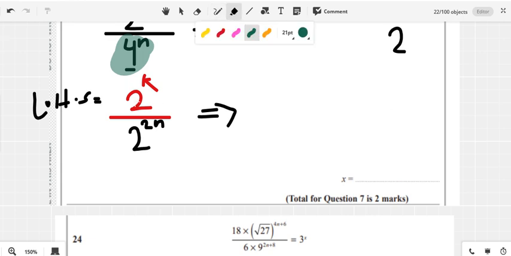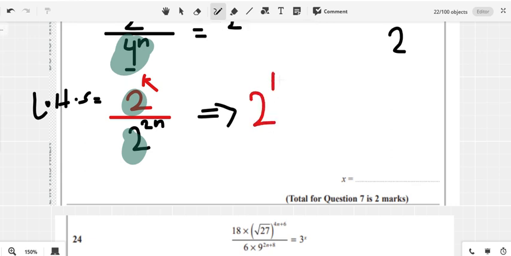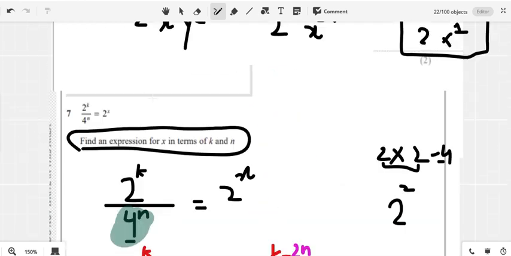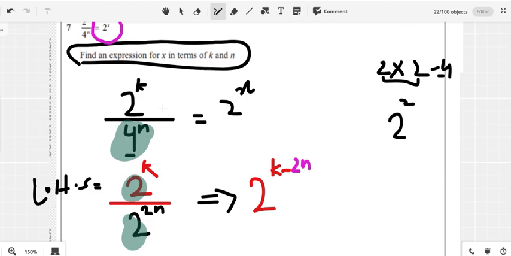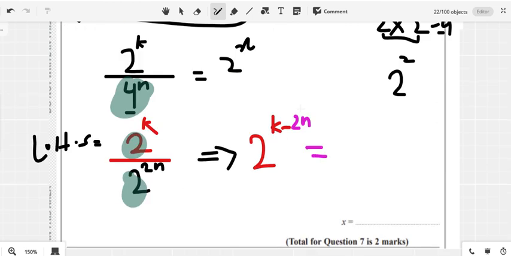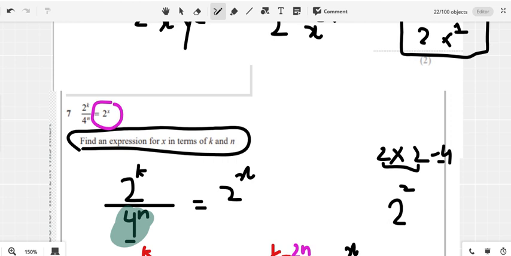Bases are same. Again the exponent rule is dividing, so we'll subtract the power. So 2 to the power of k, I will bring minus 2n on the top. So that becomes 2 to the power of k minus 2n. This thing we got on the left hand side. Now in the question, right hand side, what they're saying is 2 to the power of x, that's equals to. So I will write here equals to 2 to the power of x. You have to find out x in terms of k.